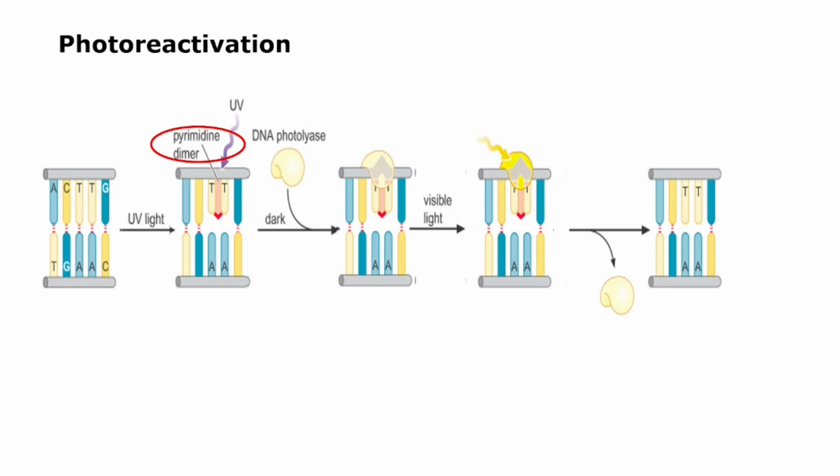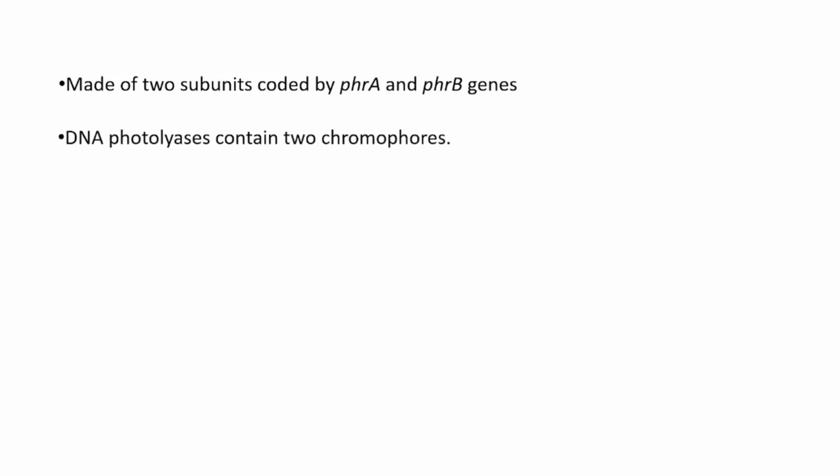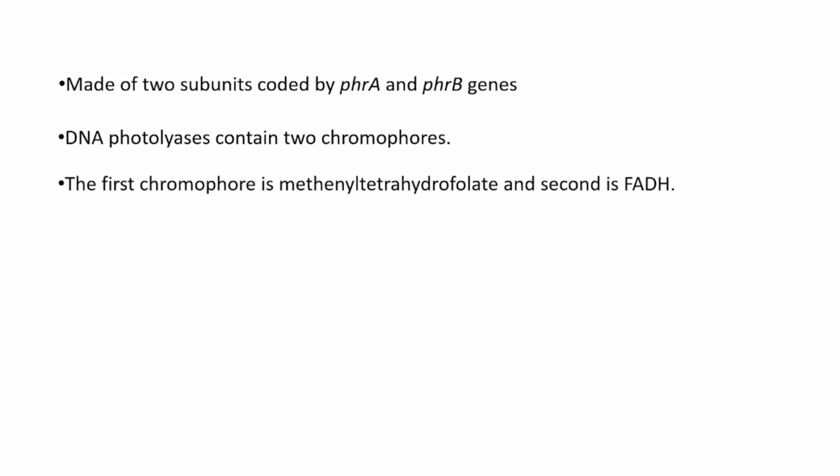This enzyme photolyase is actually made of two subunits which are coded by the two genes PHRA and PHRB. Photolyase contains two chromophores responsible for absorbing the light energy or the energy of the photons. In all such photolyases, one of the chromophores is methylene tetrahydrofolate or 8-hydroxy-5-deazaflavin and the other is FADH.